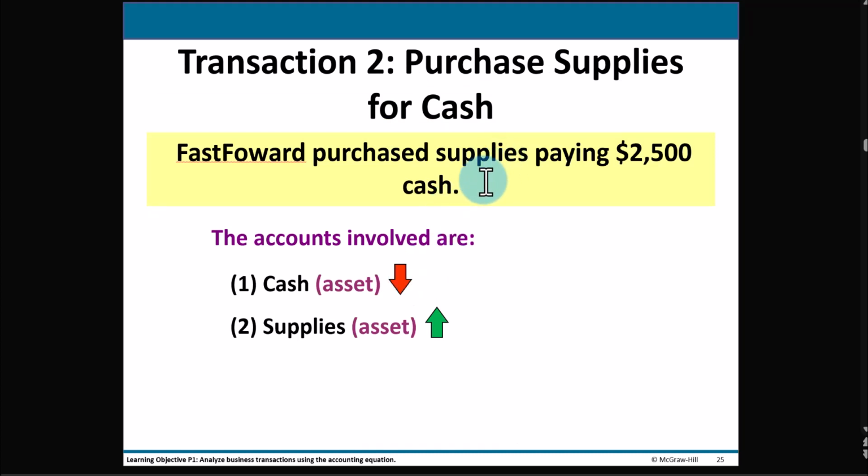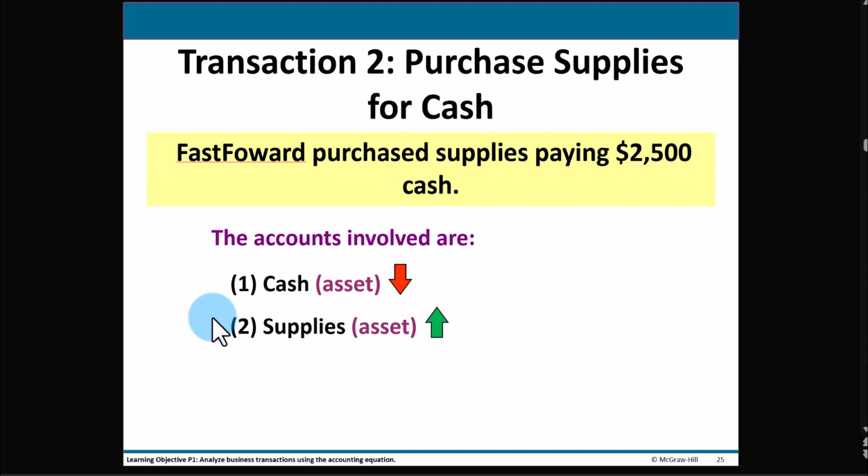Here we're going to purchase supplies, and right away we're going to pay cash to that supplier in the amount of $2,500. So right away, whenever you have a transaction, you got to identify what accounts are changing, be they increasing or decreasing. So here's the two accounts we identify. We're spending money. Cash now is going to go down, decrease, minus. But now we have a new asset, supplies we're buying. So all we're doing is exchanging assets for the same dollar amount.